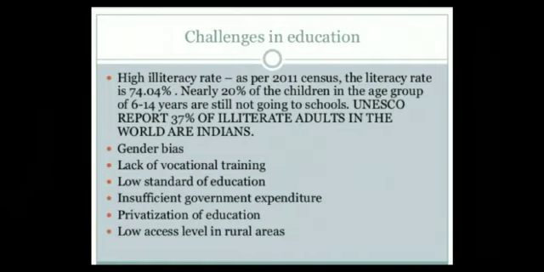Challenges in education. Low literacy rate. As per the 2011 census, the literacy rate is 74.04%. Nearly 20% of the children in the age group of 6 to 14 years are still not going to school. A UNESCO report says 37% of the illiterate adults in the world are Indians. Other challenges include gender bias, lack of vocational training, low standard of education, insufficient government expenditure, privatization of education, and low access in rural areas.